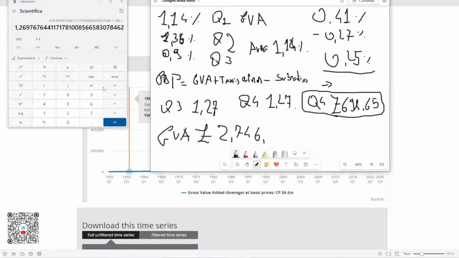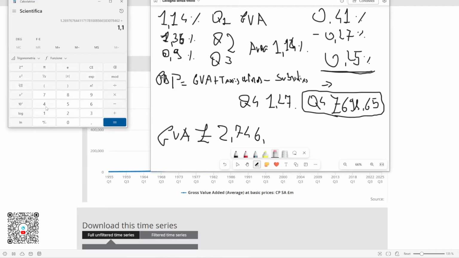And at the end of the day, we can try and figure out, which is the same here. Okay, this is accounting for the taxes on production less subsidies. So we eliminate this. I know it's a bit of a mess, but we are doing some very easy thing. So we do plus 1.14 divided by 4. No, I made a mistake. I don't need to divide by 4 because it's already an average.